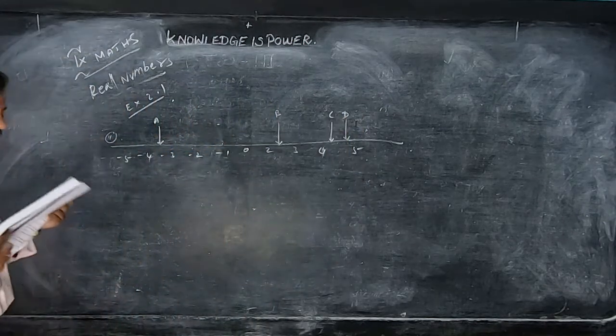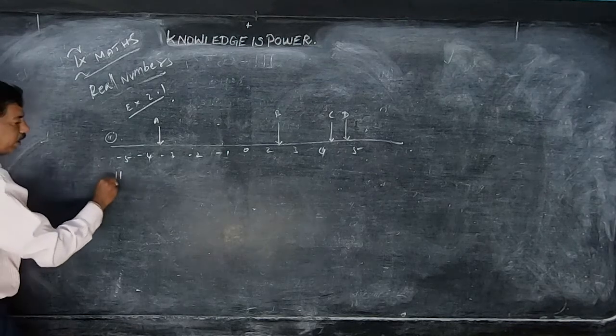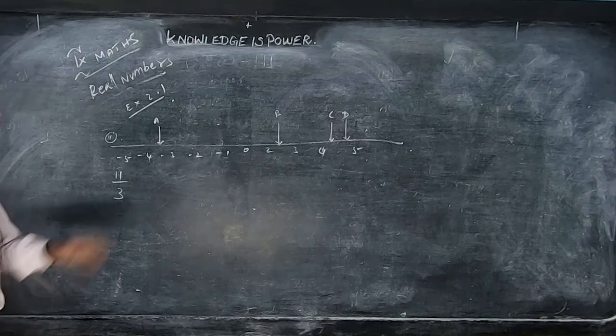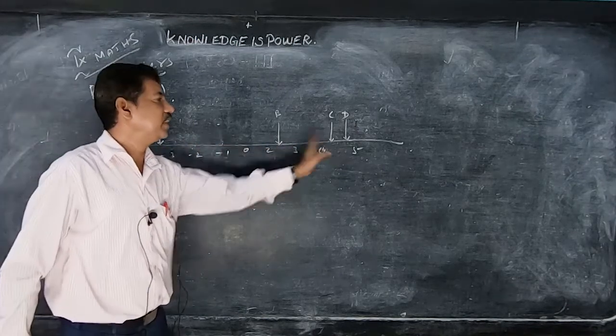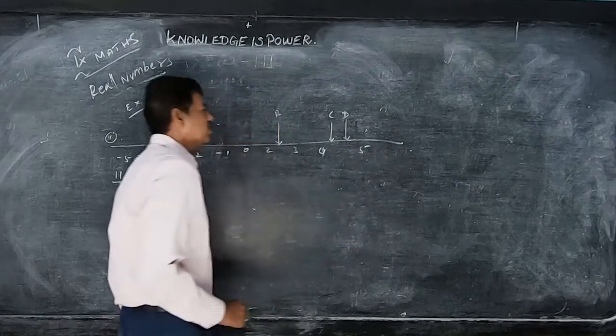And the question asked is: which arrow shows the best position of 11/3? So logically, what is the question asking? Where will 11/3 come? Will it come at A, B, or C? That is the question they have raised.